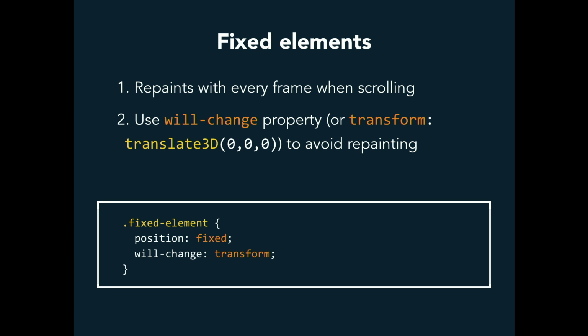As I said, 3D transforms will create another layer as well. So you can just have this fixed element and tell what will change, for example, transform. We'll have this another layer, so it will be just independent of the rest of the page. So it's a pretty cool technique.